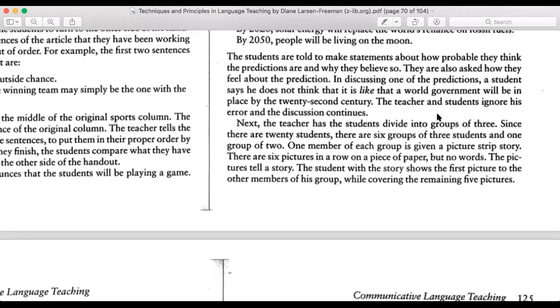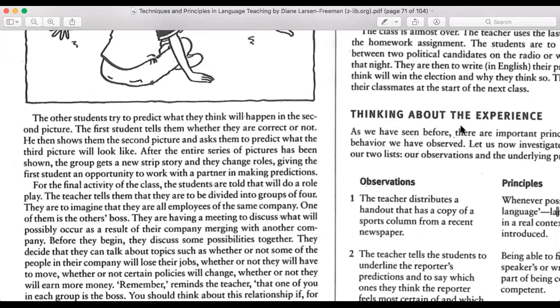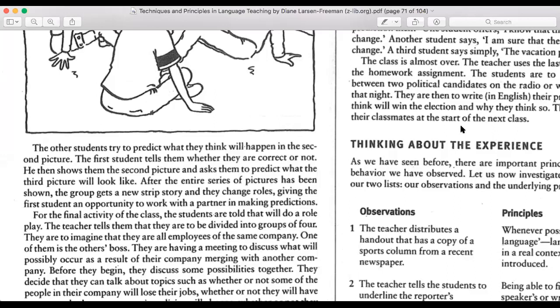Now, the next activity would be telling each other's story through pictures. Okay, and that happens to be an information gap, right? Now what the teacher does is she again divides the class into groups of students, and they are given 6 pictures. So one member of each group is given a picture strip story, and there are 6 pictures in a row on a piece of paper, but there are no words, right?